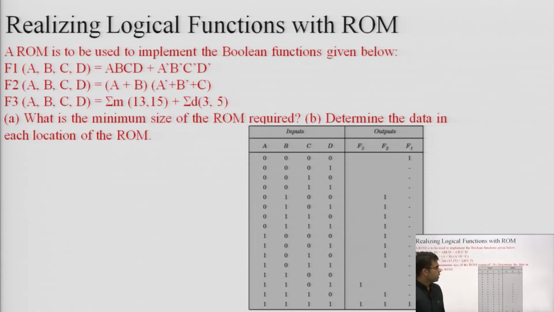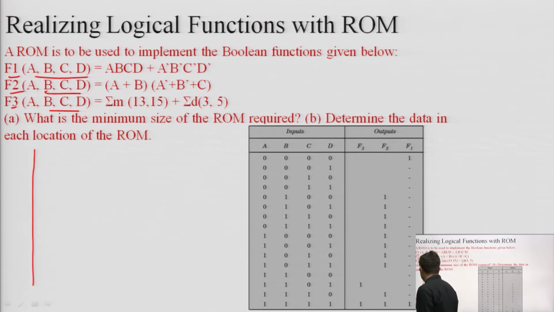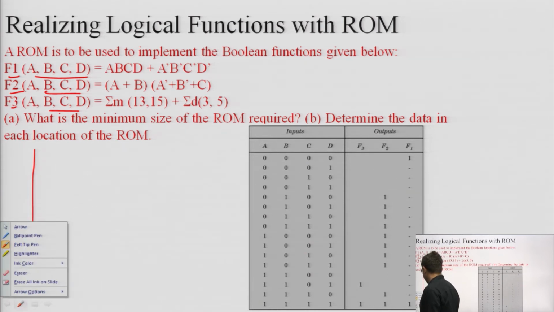Now, we are not provided with a description; we are told that a ROM is to be used to implement the Boolean functions given below. That means 3 outputs have to be implemented, F1, F2 and F3, so definitely there are going to be 3 OR gates. This is clear to me. A, B, C, D, that means there are 4 inputs. Things are getting clearer. With 4 inputs, the decoder size has to be 4 cross 16. So, let us take a 4 cross 16 decoder. Let us convert what is getting clear into a circuit.